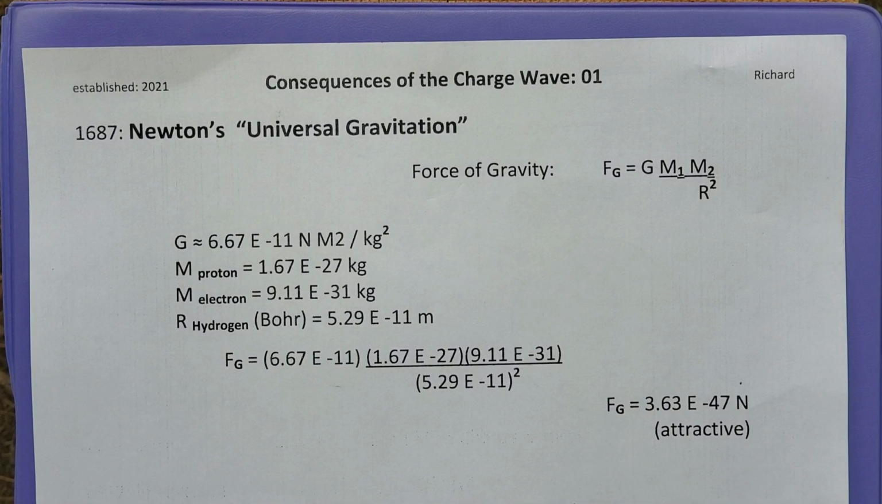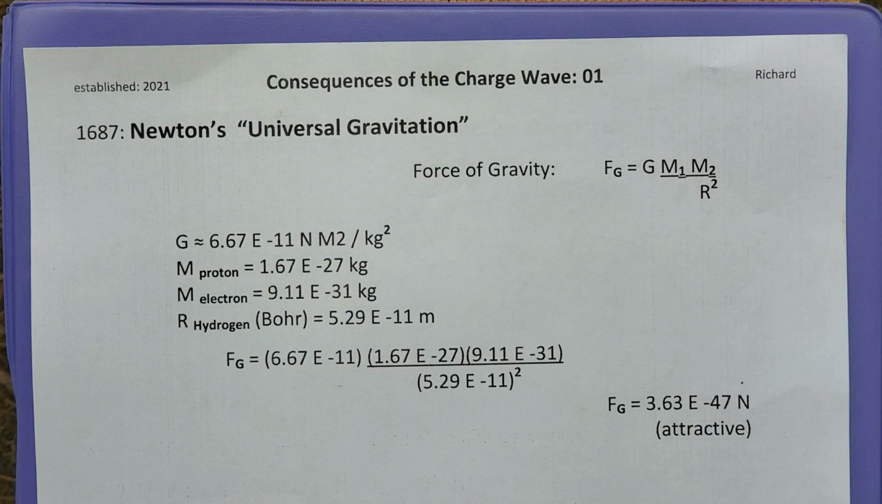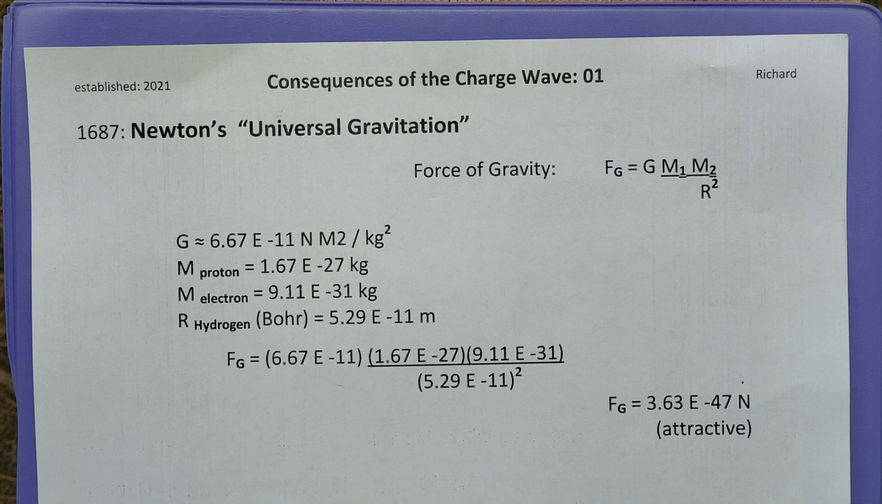In 1687, Sir Isaac Newton came up with the equations of universal gravitation, where the force of gravity is equal to the gravitational constant times the product of the two masses divided by the distance between them squared. By substituting in accepted values for the gravitational constant, electron, proton, and the radius of the hydrogen atom, we have a force of gravity equal to 3.63 times 10 to the power of minus 47 newtons attractive between the proton and the electron.